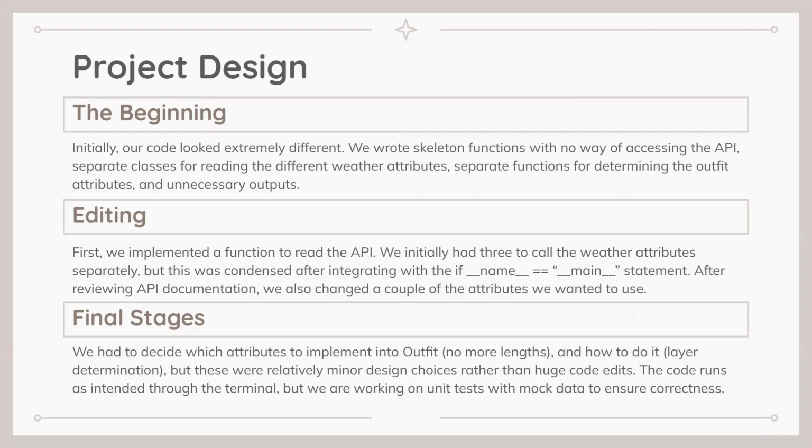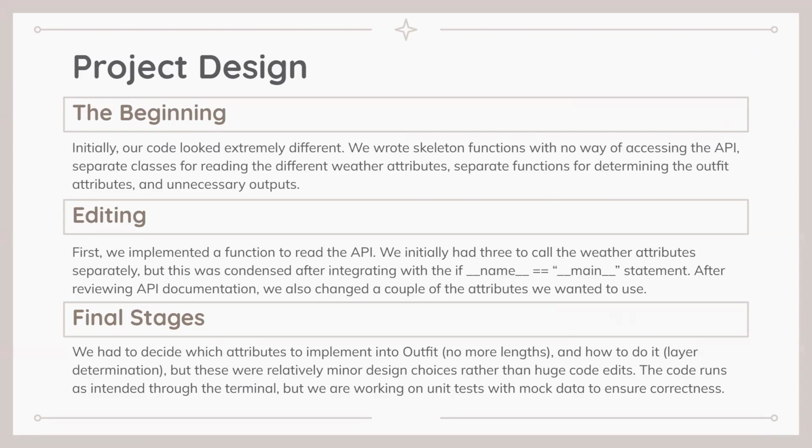Once we actually started coding, we realized we were running into a lot of problems. The first obviously being we had no way to access weather data. So we implemented a function to read the API. The weather data is stored in different dictionaries in the API. And so we had three different functions to call these three different dictionaries to access the different weather attributes that we wanted. But after we implemented an if name equals main statement, we were able to simplify and condense this into one function to read the API.